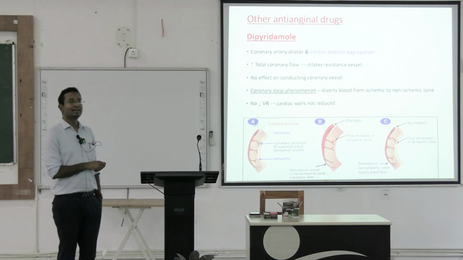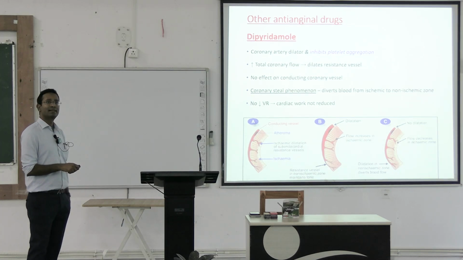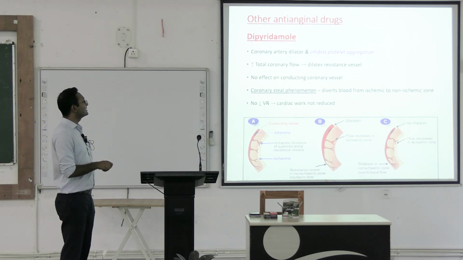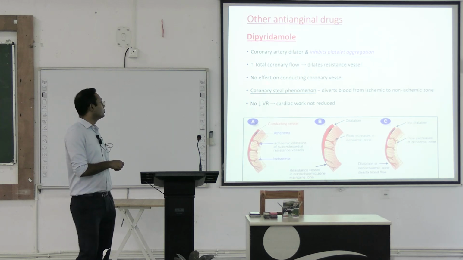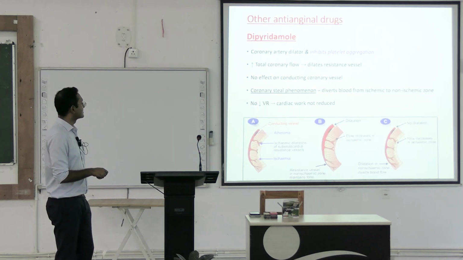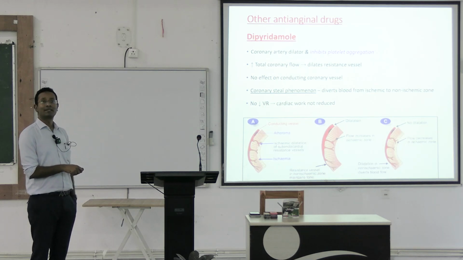Dipyridamole is another anti-anginal drug which is a coronary artery dilator and inhibits platelet aggregation. So, there is an increase in total coronary flow, and it dilates the resistance vessels. No effect on conducting coronary vessels. What is coronary steal phenomenon? It diverts blood from the ischemic to the non-ischemic zone.